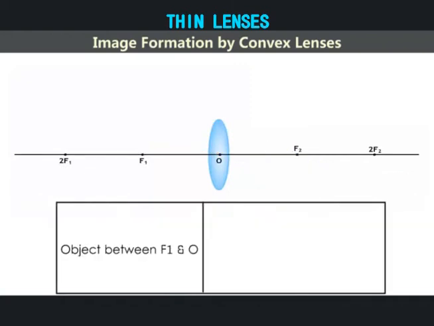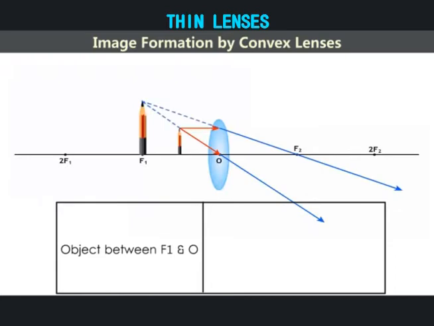When the object is placed between f1 and O, the emergent rays appear to be diverging. But if we extrapolate them backwards, we find the image is formed on the same side of the lens as the object. The image is virtual, erect, and magnified.